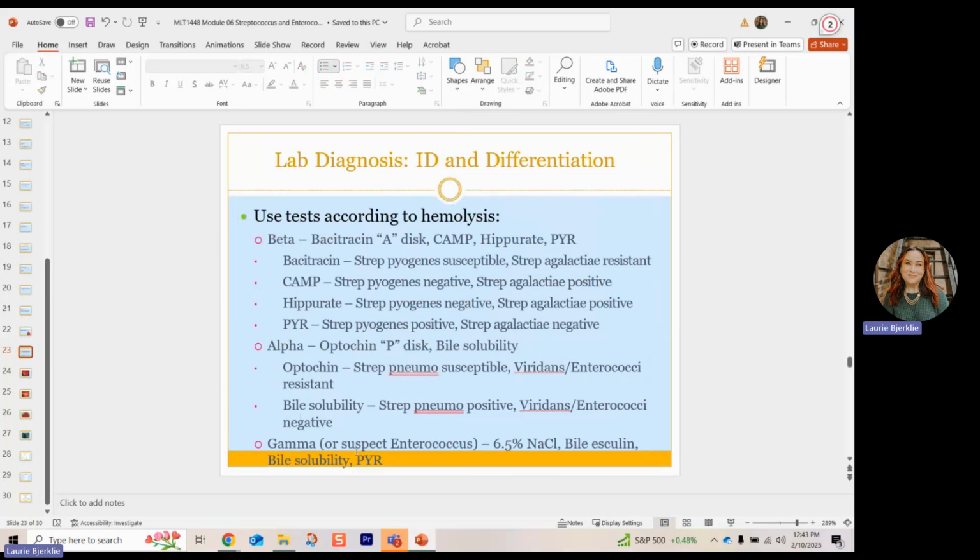All right. And then the gamma, anytime you suspect enterococcus, or you're trying to figure out if it's enterococcus or group D strep.